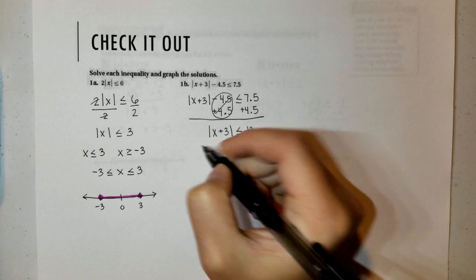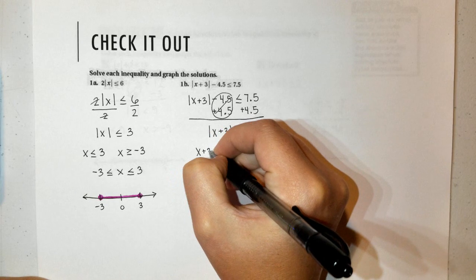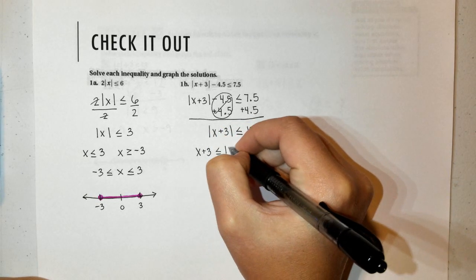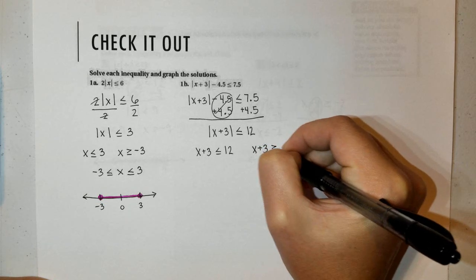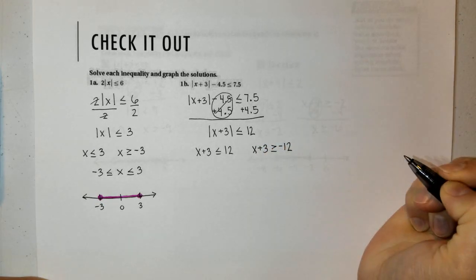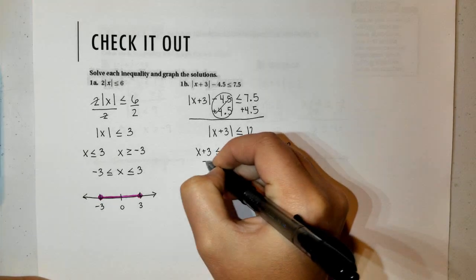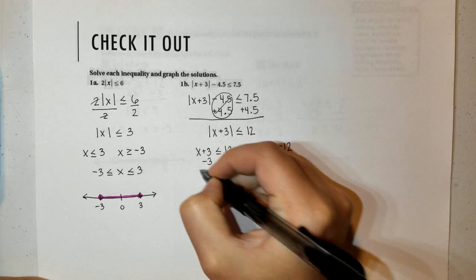So now I'm going to set up my two cases. I have x plus 3 is less than or equal to 12. And then I have x plus 3 is greater than or equal to negative 12. And now I just need to simplify them both. So I'm going to subtract 3 from both sides.